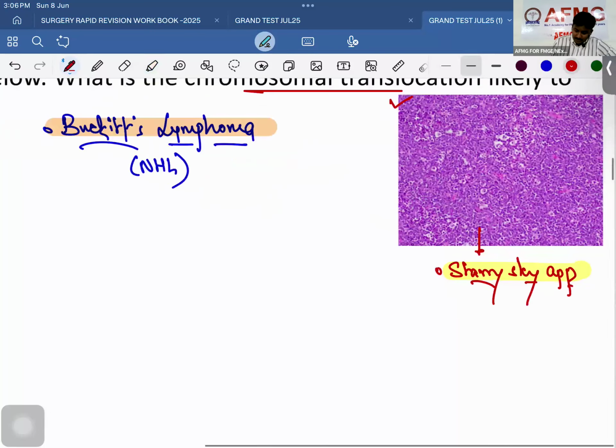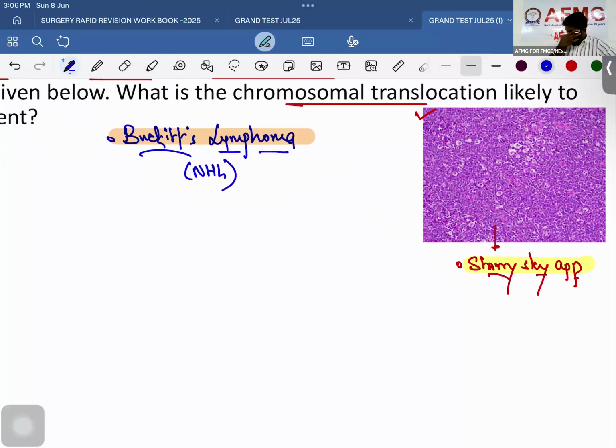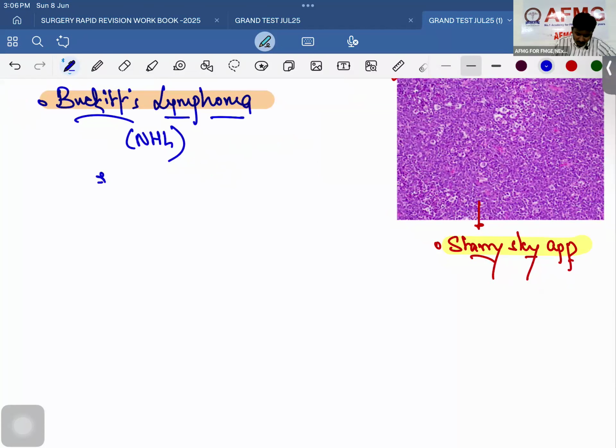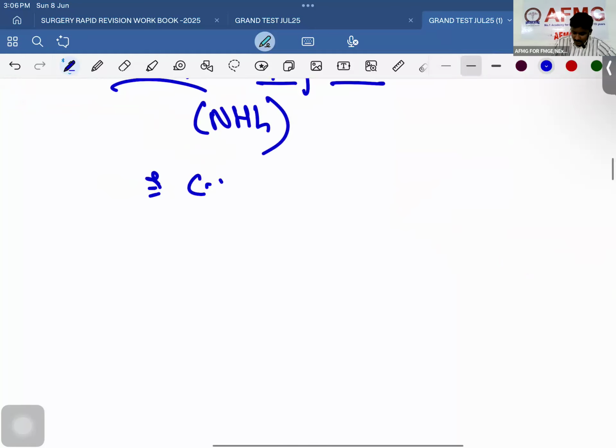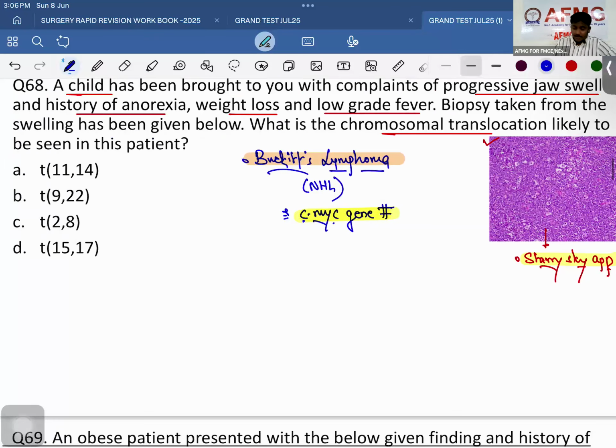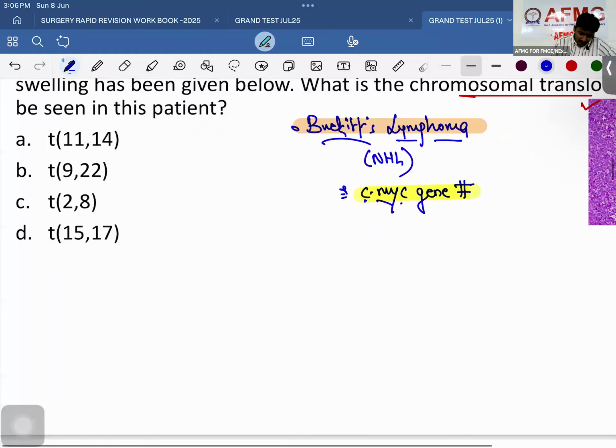Important is, in cases of Burkitt's lymphoma, what is going to be the gene mutation? Okay. The gene mutation in patients is going to be C MYC. So please remember definitely the C MYC gene mutation, it is going to be seen in patients who are suffering from Burkitt's lymphoma. Next important is going to be the translocation. Answer has to be option C, that is translocation 2 8.